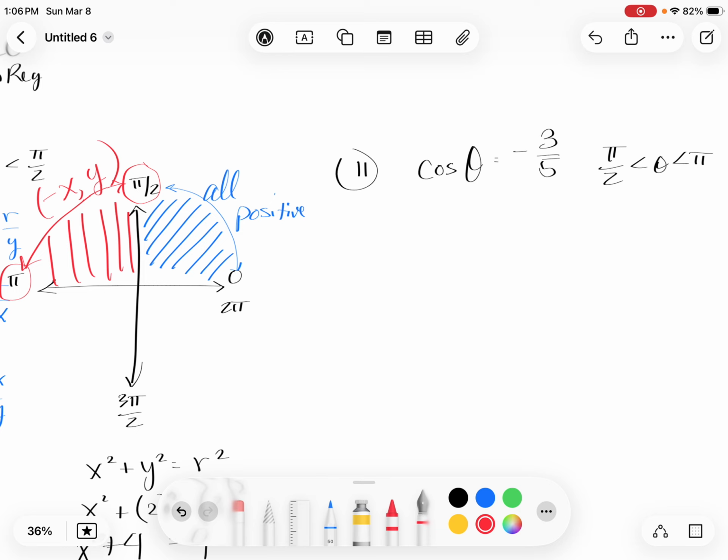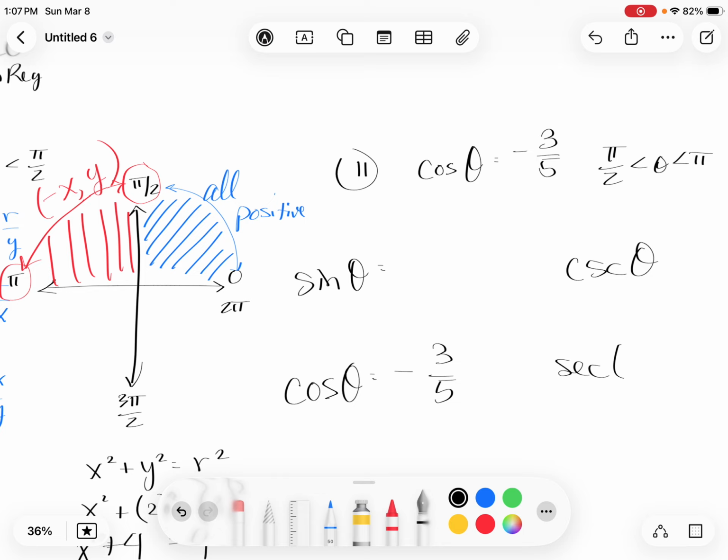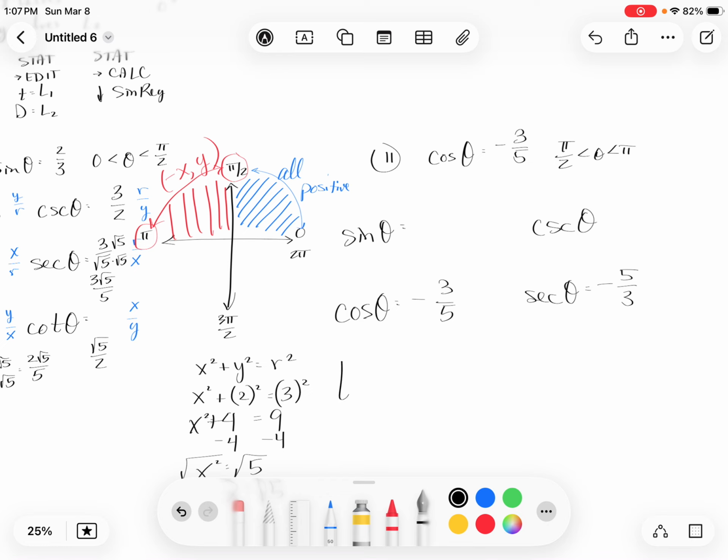And no matter what, the r, the radius, will always be positive because those diagonal lines are going to be positive regardless, because when you find them, it's squared. So sine I don't have yet. Cosecant. Cosine, well, we got that one. That's negative 3 over 5. Secant, well, might as well find that. That's easy. Just flip it. Negative 5/3. And tangent. Don't have that yet. Cotangent. Don't have all that yet.